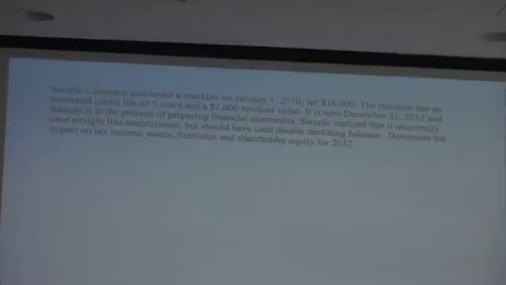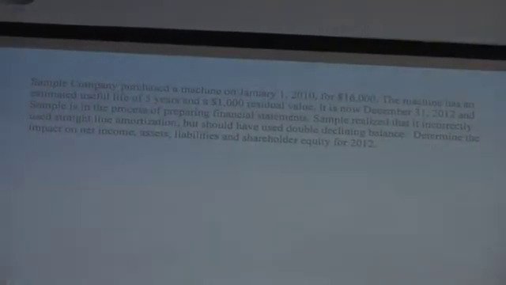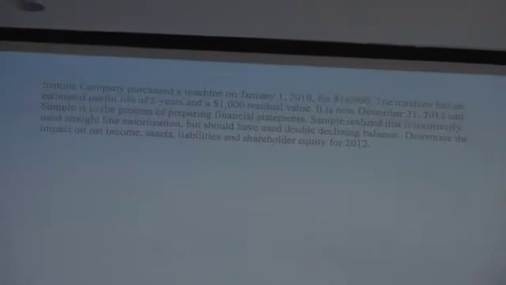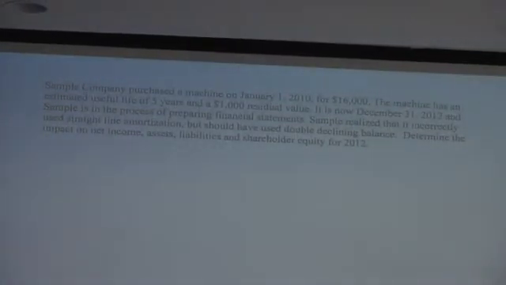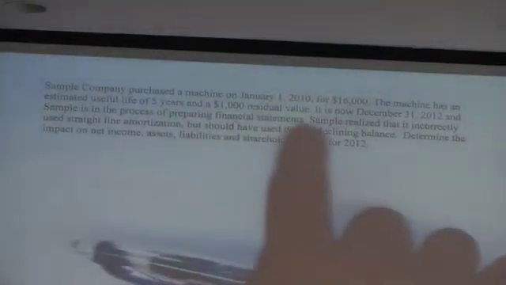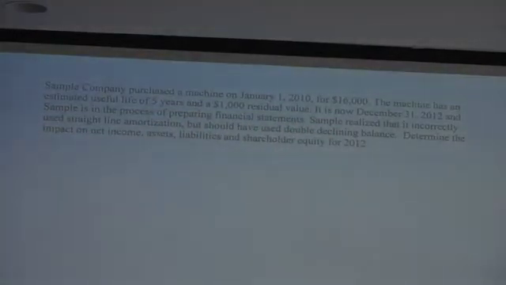Sample company purchased the machinery on January 1st, 2010 for $16,000. The machinery had a useful life of 5 years and a $1,000 residual value. It is now 2012, 2 years later, and Sample is in the process of preparing the financial statements, and Sample realized that it incorrectly used straight-line amortization, but they should have used double declining.